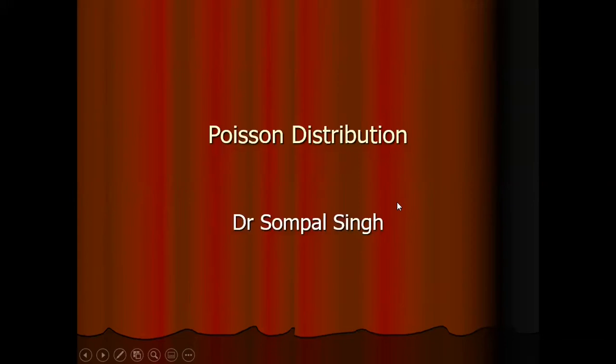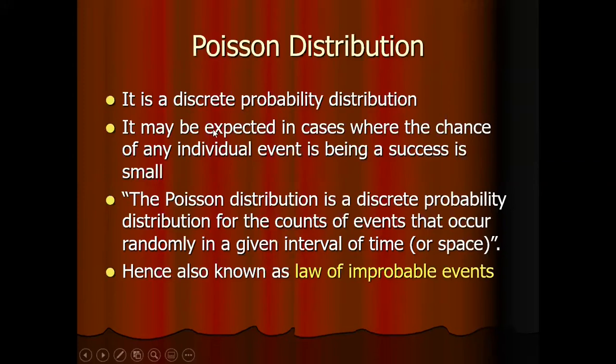Then another distribution which is discrete is Poisson distribution. So Poisson distribution is discrete probability distribution. The Poisson distribution is expected in cases where the chance of any individual event being a success is small. Hence, it is also known as law of improbable events.